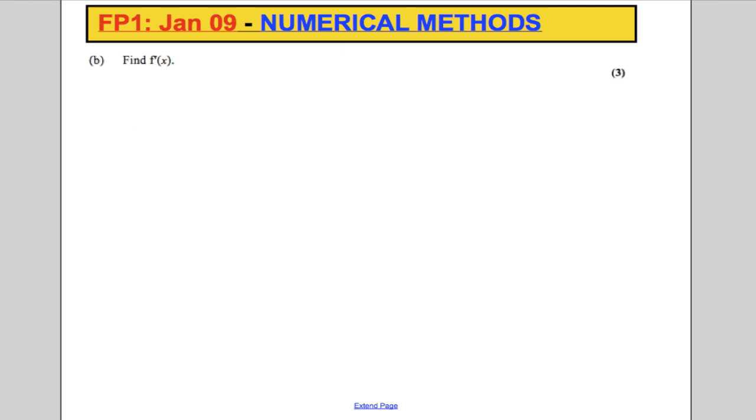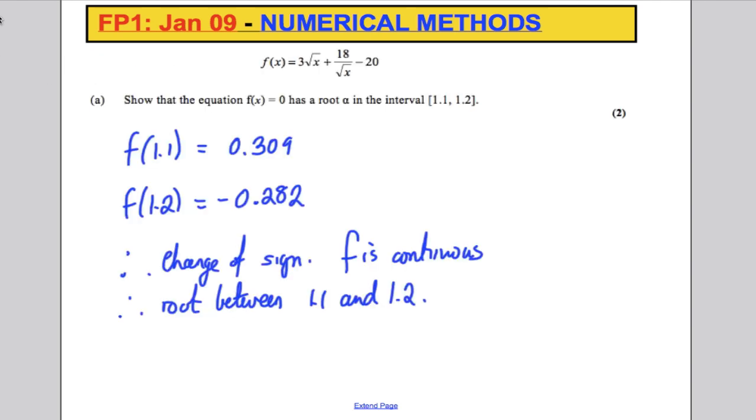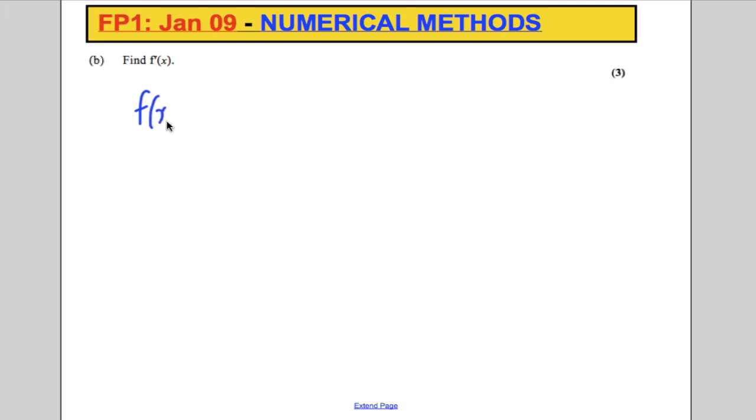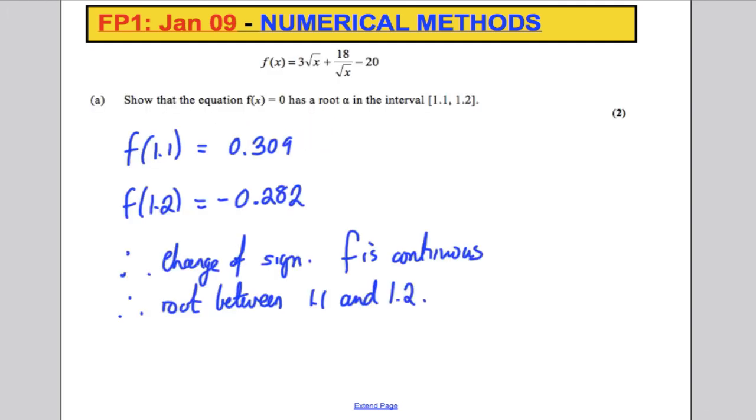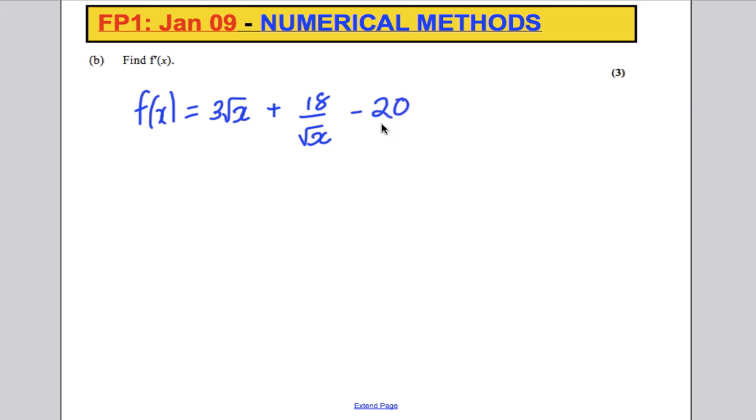Okay, next part, find f dashed x. Well, f of x is, let's write f of x out on this page. F of x is 3 root x plus 18 over root x, subtract 20. Before you differentiate, you have to convert to index notation. So f of x, converting to powers, would be 3x to the half plus 18x to the negative a half, subtract 20. And then you could go ahead and work out f dashed x.